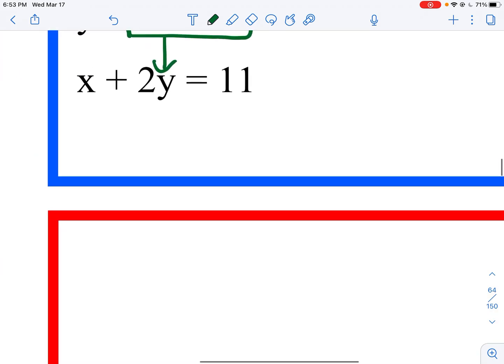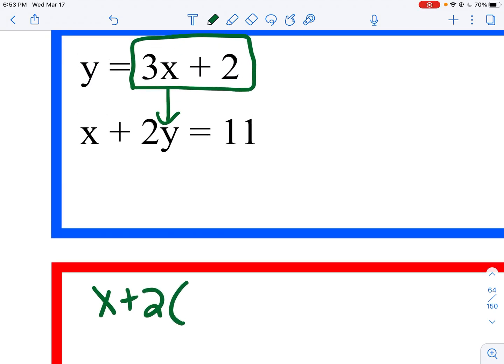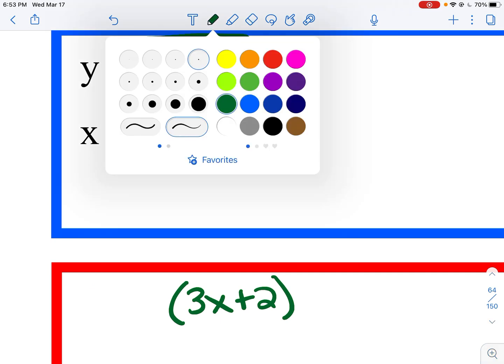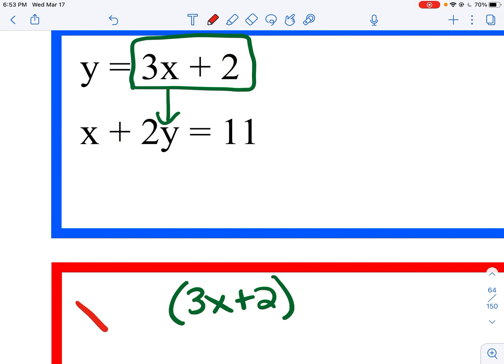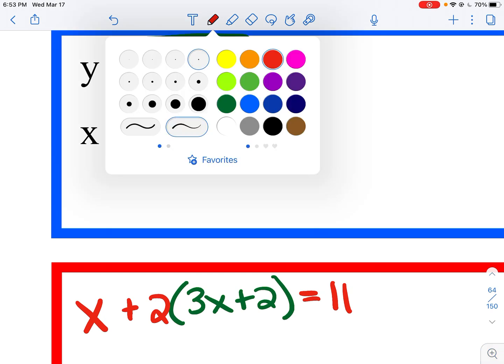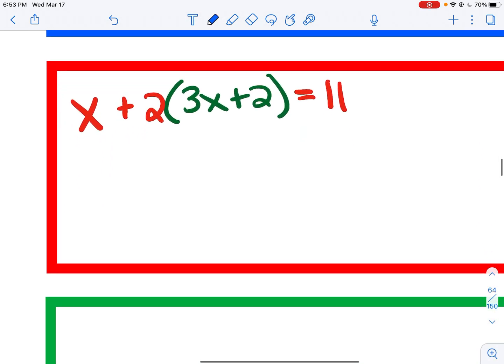Here we go. x plus 2, parenthesis, and what does y equal? y equals 3x plus 2. Then the rest of the equation equals 11. Now I'm going to use a different color so that you can see that all I did was replace the y. That is all I've done, is replace the y. I took the y out and replaced it with what it equals.